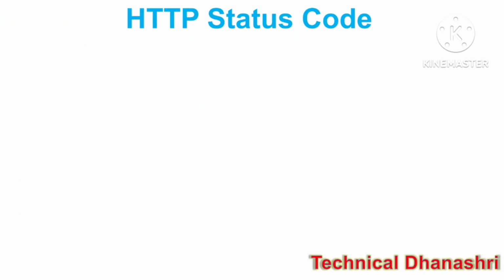So the next status code is 402. It is for payment required. The next one is 403. It is for forbidden. In that 403 forbidden, the server has recognized you, but you do not have access.